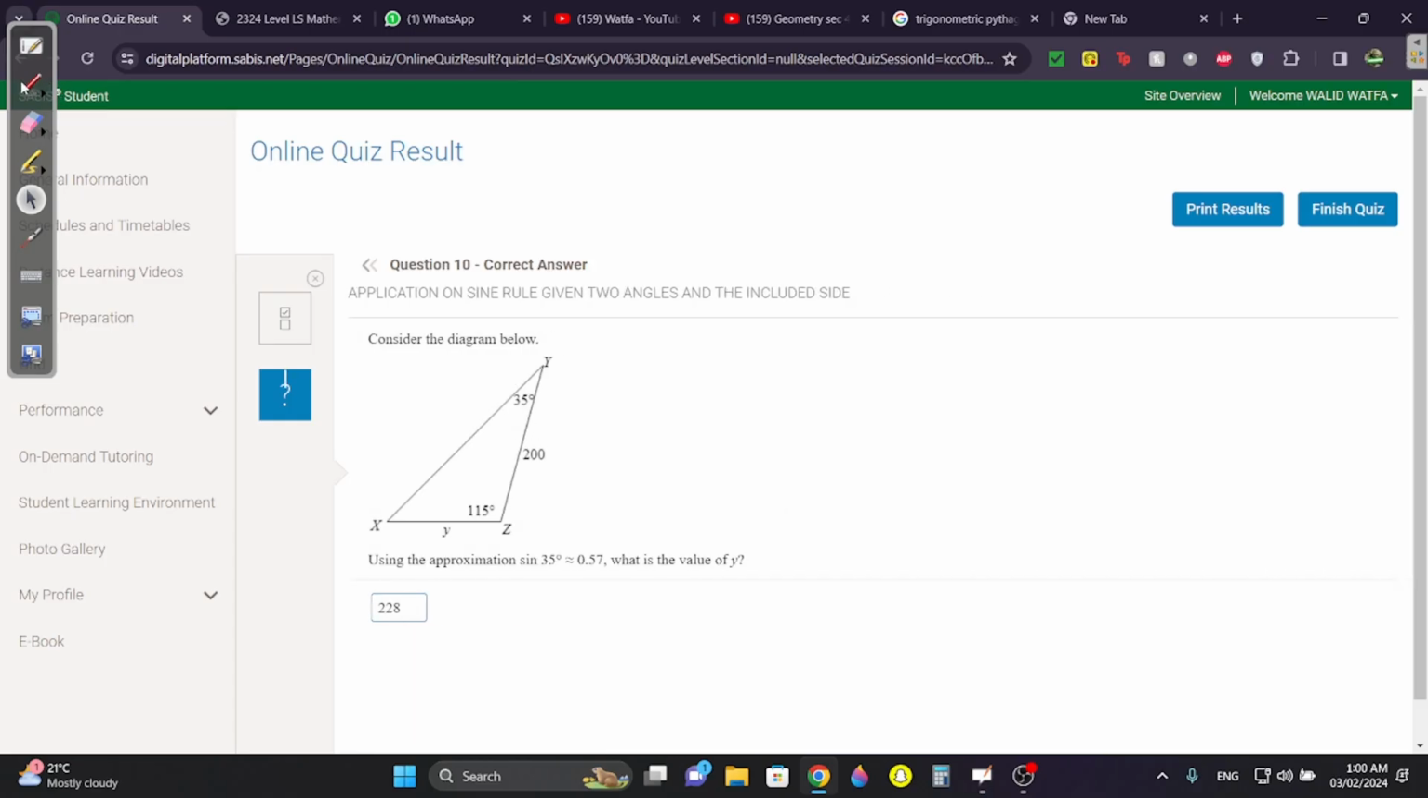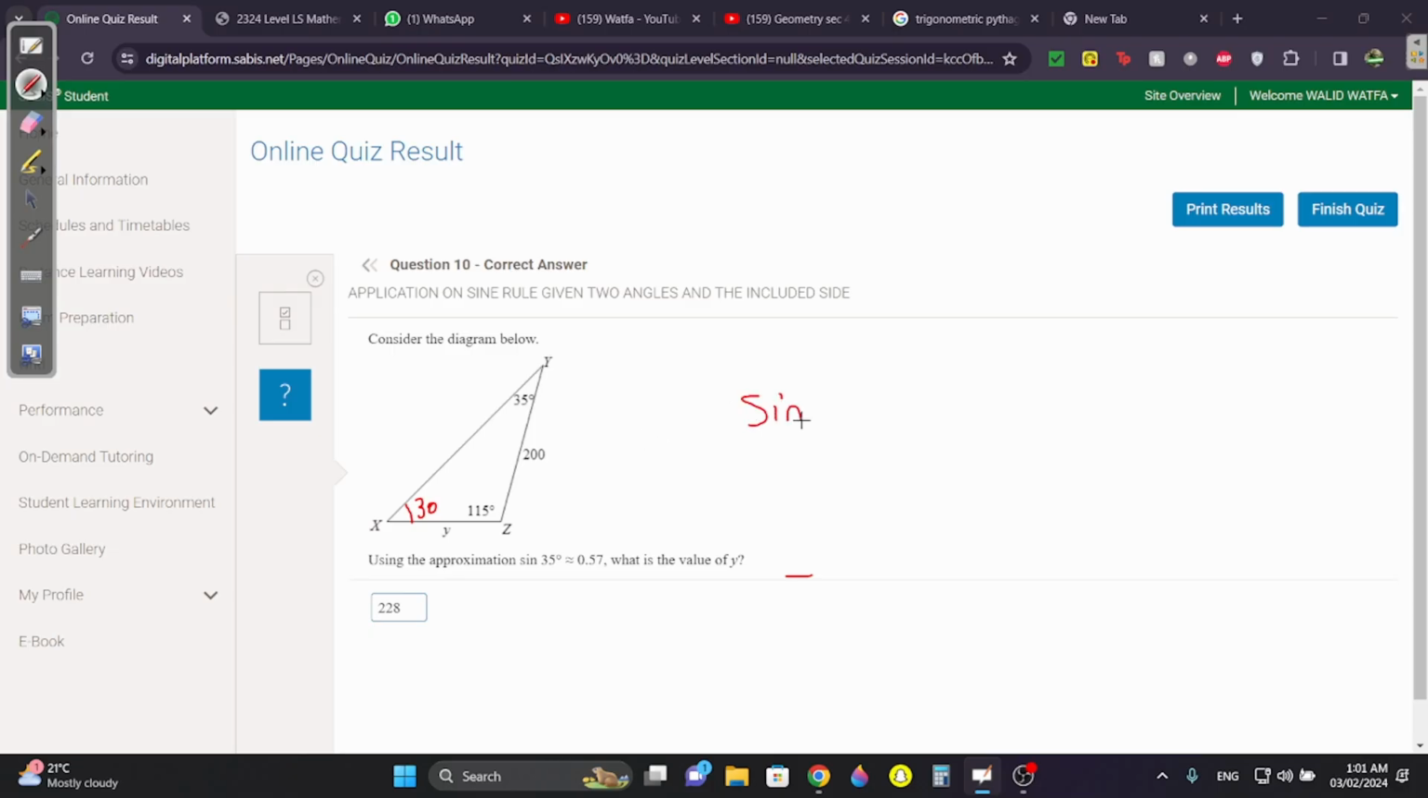Question 10. Using the approximation, sine 35. Always know the third angle. If this is 115, this is 35. Know that this angle is 30 degrees because all angles in the triangle add up to 180 degrees. What's the value of y? Y is opposite to 35.